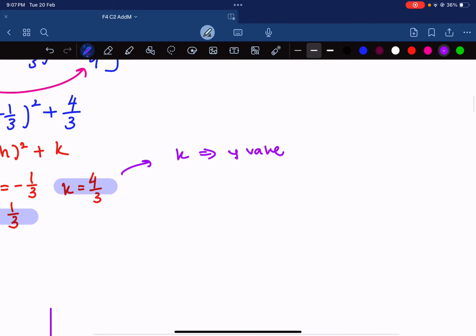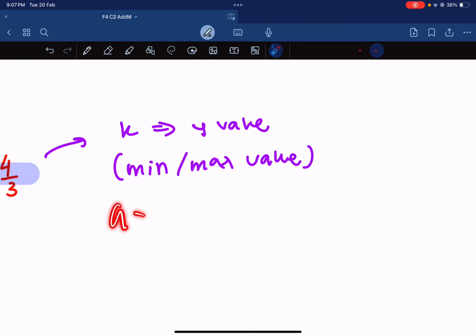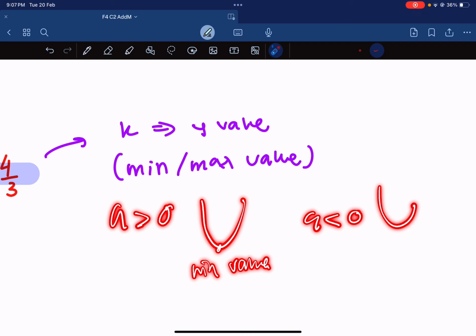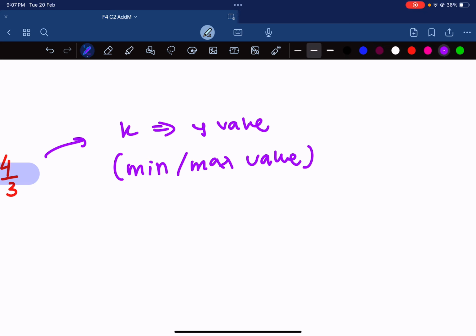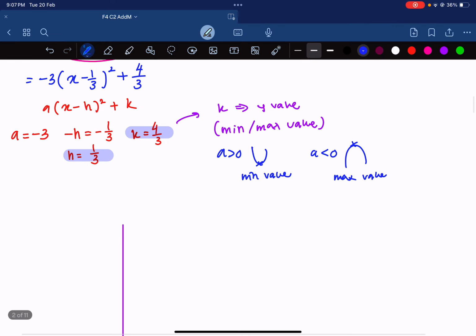So Y value tu, it can either be minimum value or maximum value depending on your A lah. Kalau your graph A dia more than 0, graph dia senyum kan, so dia jadi minimum value. Kalau A is less than 0, graph dia masam, so dia akan jadi max value. Okay, so I'll actually write that for you. Dia akan jadi minimum value. Kalau A ni masam, jadi maximum value of Y. Okay, tu Y value dia.